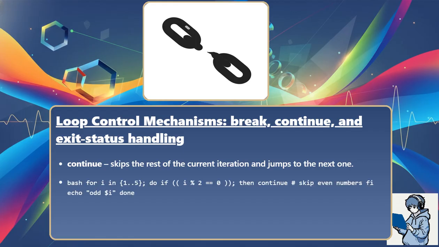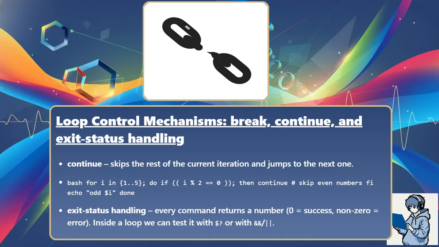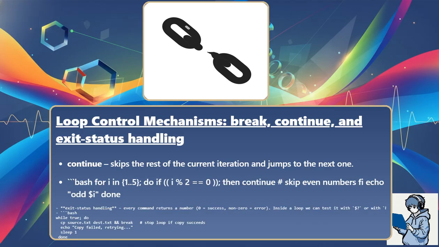for i in {1..5}; do if [ $((i % 2)) -eq 0 ]; then continue; fi; echo "odd $i"; done. Exit status handling: every command returns a number, 0 equals success, non-zero equals error. Inside a loop we can test it with $? or with && and ||. while true; do cp source.txt destination.txt && break; echo "copy failed, retrying"; sleep 1; done.